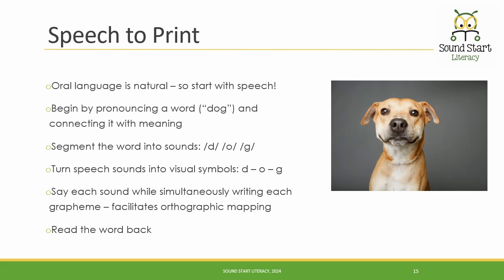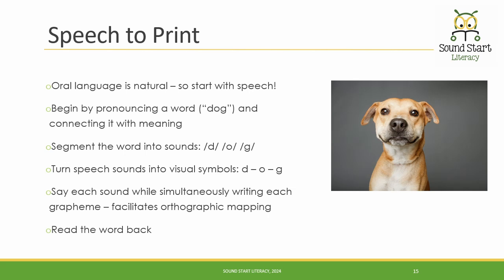For instance, we have a picture of the word dog. So we would start by connecting the word dog. I like to always show pictures because that's helpful for students, especially English language learners. So we want to always connect the meaning with the oral language. So we can begin with a picture and we can begin with oral pronunciation. Then we ask students to segment the word orally. So we're going to take the word dog and segment dog into those sounds: d, a, g.